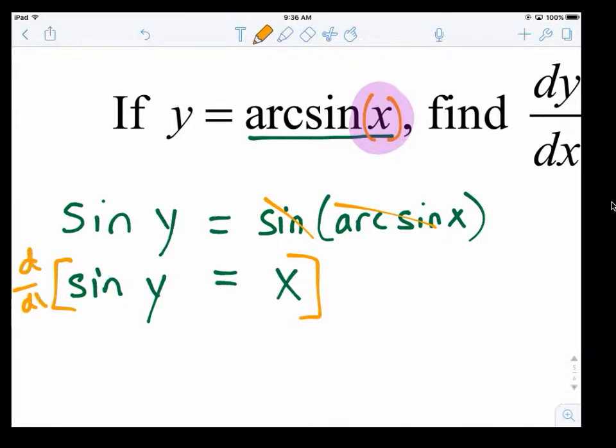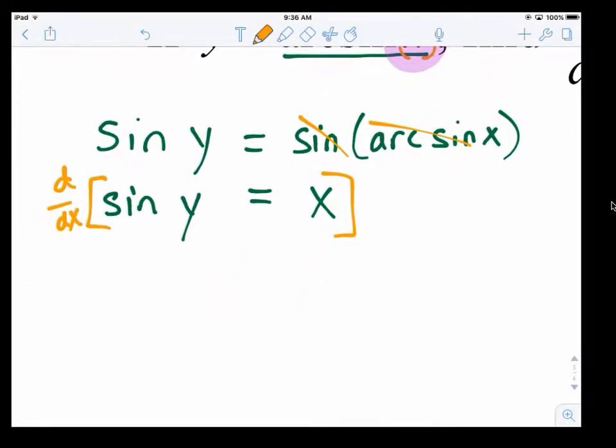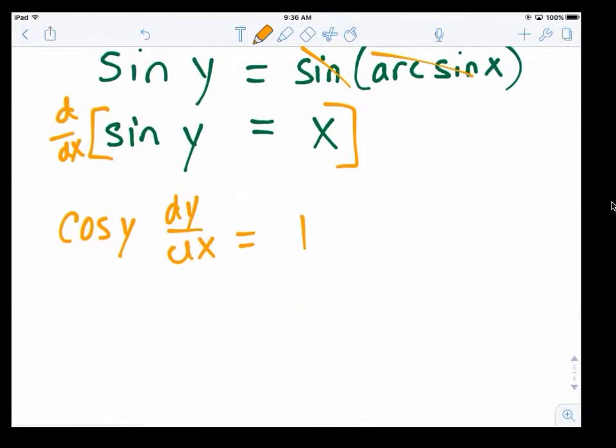All right, now we're going to take the derivative on both sides. So what do you get on the left side? Cosine of y dy over dx is equal to 1, right? So then dy over dx is equal to 1 over cosine of y, which is equal to what? Secant of y.